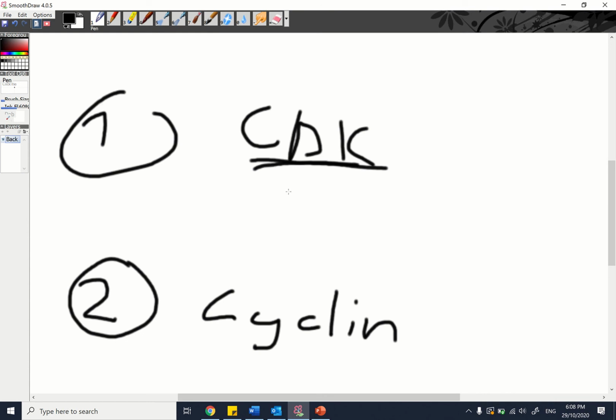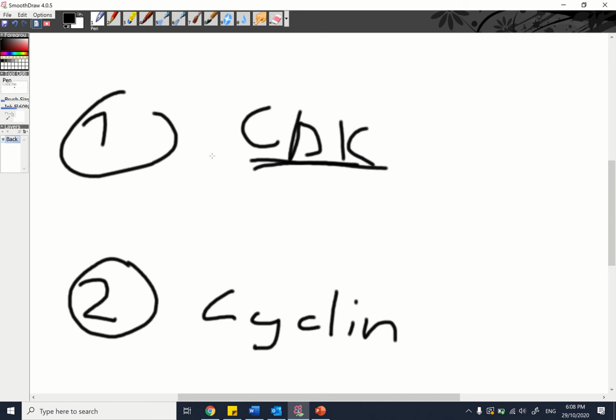So what you know about CDK is it's an enzyme that's always there. Its concentration in our body stays constant, no matter what phase the cell is in, whether it's in G1, S, G2, M, doesn't matter. CDK level stays constant. Now, cyclin level, on the other hand, could rise and drop, and it depends on the phase that the cell is currently going through.